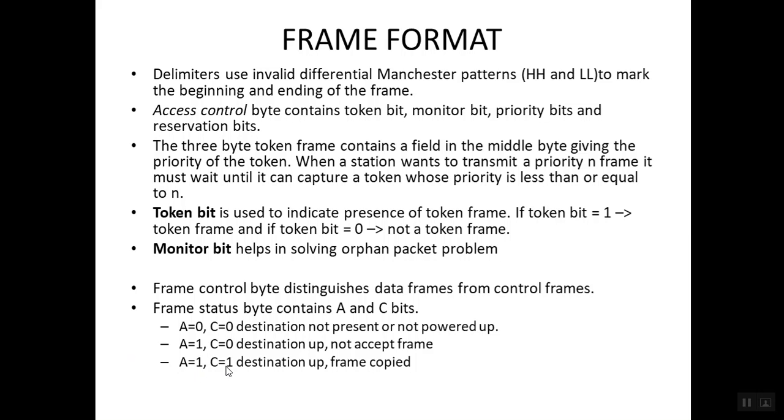If A is equal to 1 and C is equal to 1, then the destination is up and the destination has accepted the frame. So these statuses can be identified by the source machine by looking at the frame status byte A and C bits. So these are all about IEEE 802.5, that is token ring. Machines are connected in the form of a ring. Then you have to explain the wire center, and then you have to explain the frame structure. Okay, thank you.